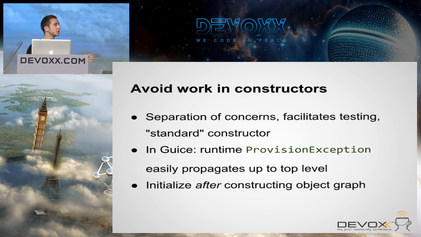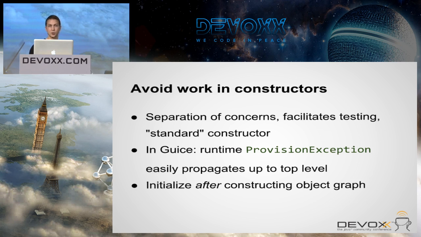And this really leads to the standard constructor that you'll have. In the vast majority of our code, all of our constructors look very simple and very straightforward. You just have all your dependencies being declared as constructor parameters, and then all they are is just assigned to private final fields. In Juice, doing work in your constructor can lead to some tricky issues. So if your constructor throws some kind of exception, Juice or your framework will wrap that into this runtime provision exception, which can easily bypass your normal try-catch flows and propagate up to the top of your app.